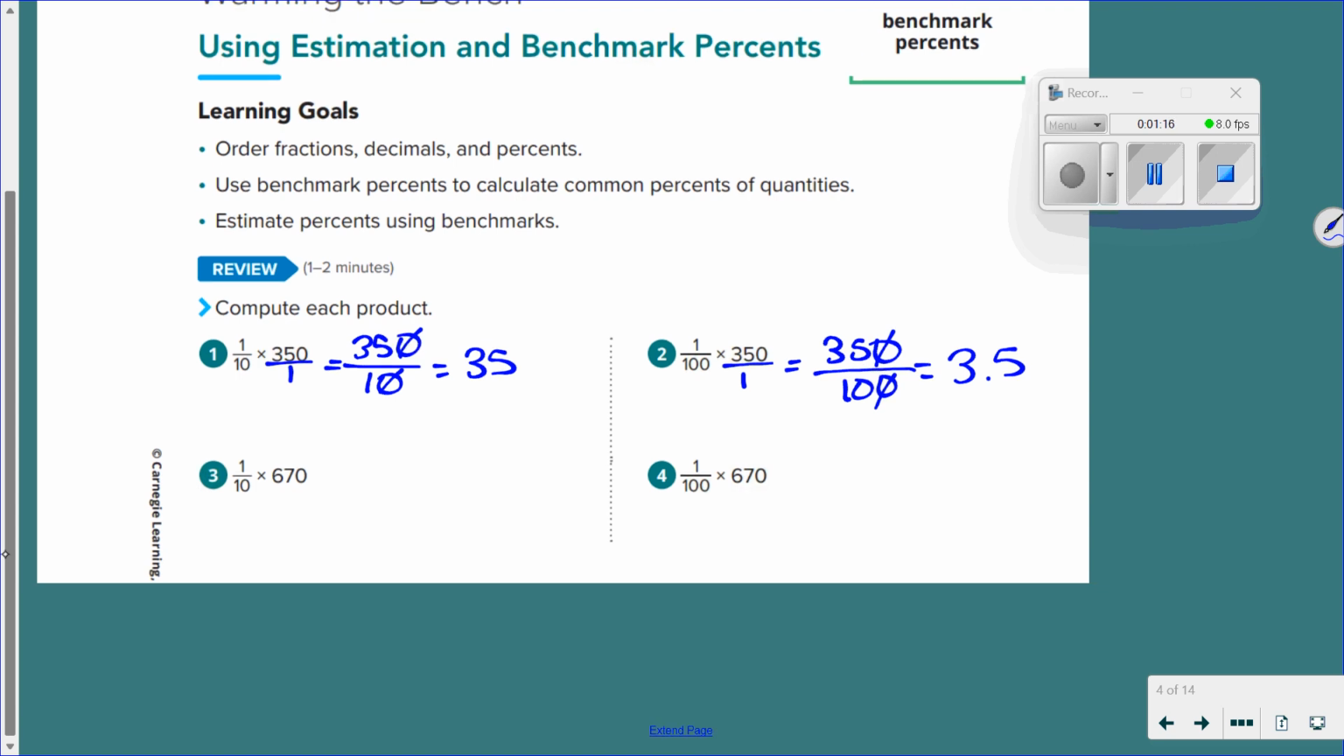All right, put it over 1. 1 times 670 is 670. 10 times 1 is 10. Take off my 2 zeros, and it gives me 67. And the last one, put it over 1. That's 670 over 100. I can take off the 2 zeros on the ends, and it gives me 6 7/10. Make sense? Any questions? Good, let's turn the page.